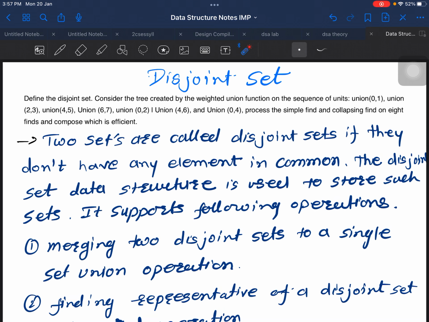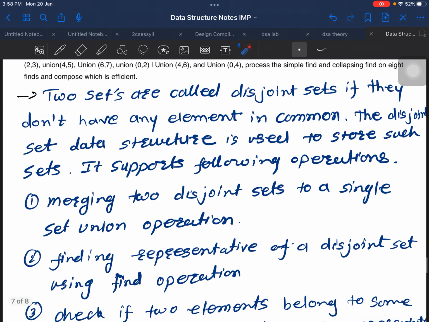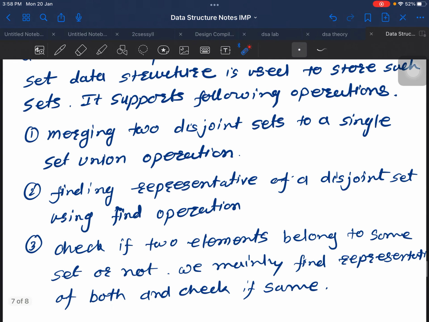So where are we using disjoint sets? Generally in graph theory, we use disjoint sets to identify cycles in the graph, whether a cycle is present in the graph or not. The disjoint set is the data structure used to store such sets. It supports the following operations. Which operations we can perform on the disjoint set, that we have to see. First one is merging two disjoint sets into a single set, the union operation.